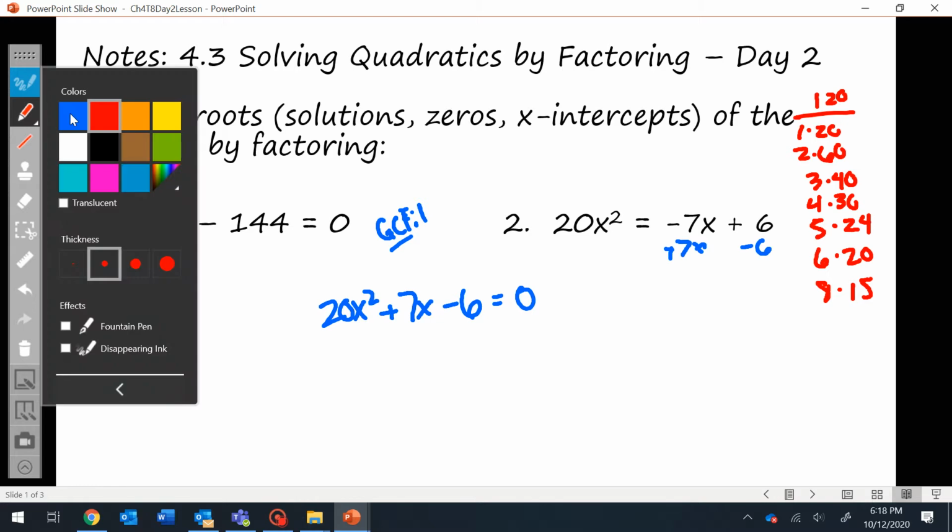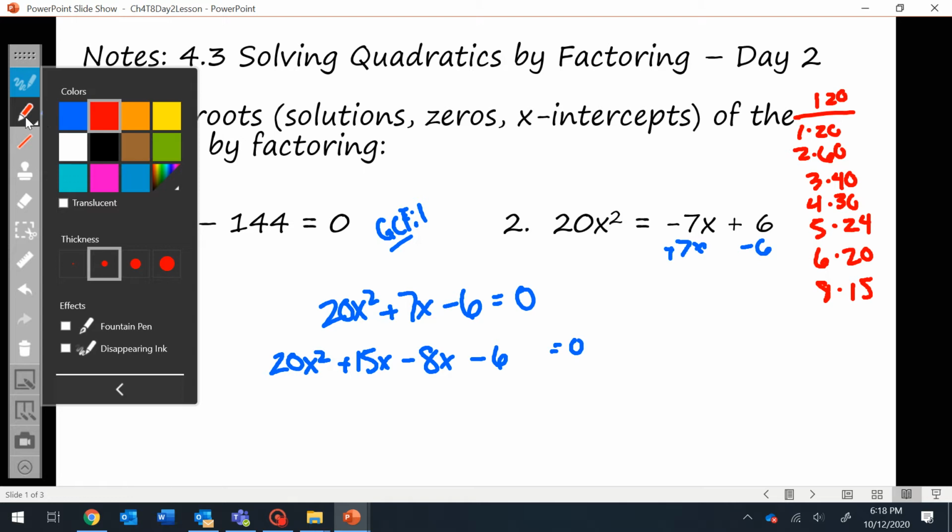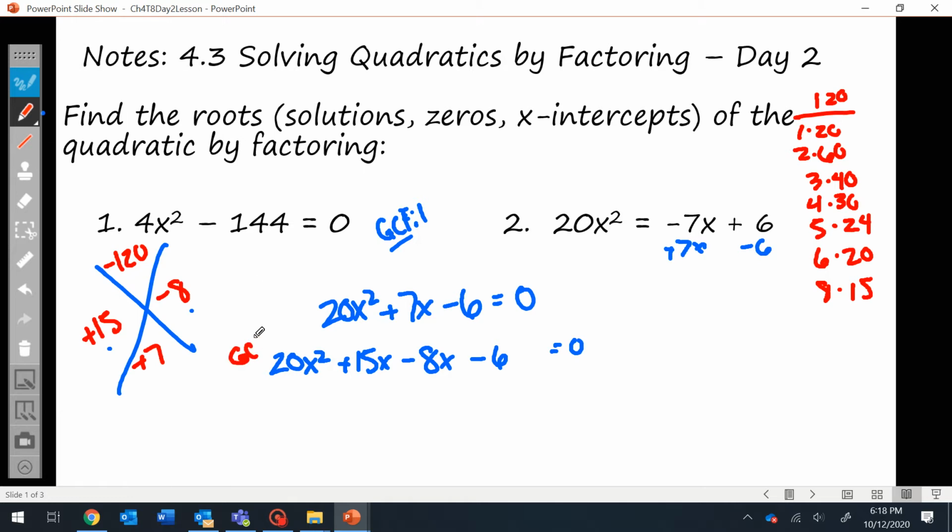So what that's going to tell me is that I need to break up the 7x into 15x and negative 8x. So this is going to become 20x squared plus 15x minus 8x minus 6. And this is what I want to factor. Alright, so to do this, I'm going to factor out the GCF of each group. The first two terms, factor out the GCF of the first two terms, and factor out the GCF of the second two terms. So GCF of the first two terms, 20x squared and 15x, is 5x. And the GCF of the second two terms, negative 8x and negative 6, is negative 2.